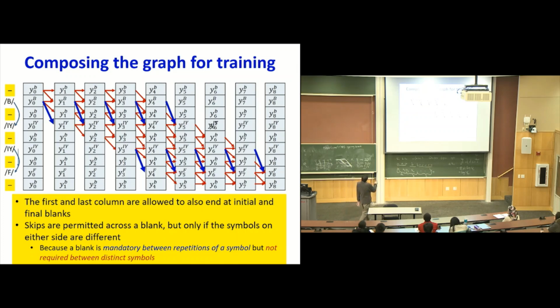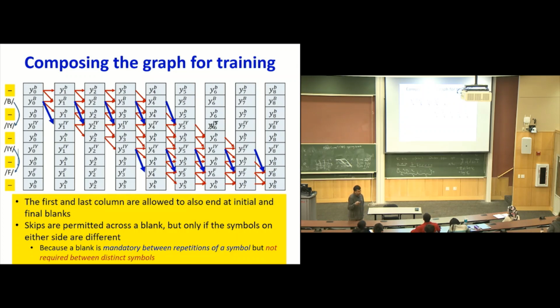So we've added some new rules. A blank can only go to the next row, because you can't skip from a blank to the next blank. You can't skip a symbol. You can skip a blank only if the symbols on either side of the blank are different. And that's about it. So when you actually compose this graph, you get these extra blue arrows.